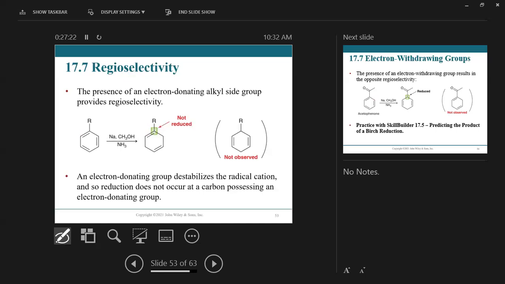It says an electron donating group destabilizes the radical cation because it's donated electrons, and so reduction does not occur at a carbon possessing electron donating group. And the only way to know that is to experimentally go ahead in a lab and do that.